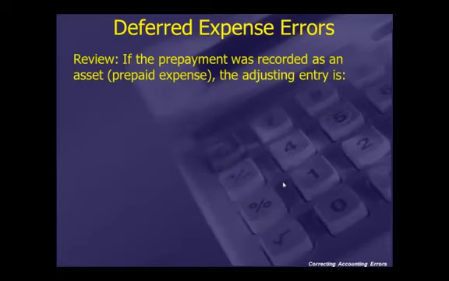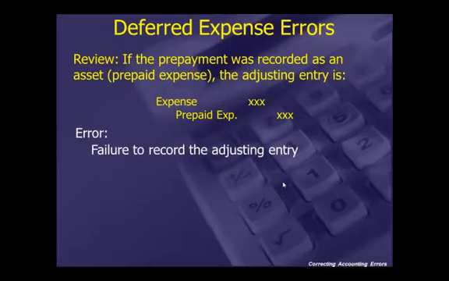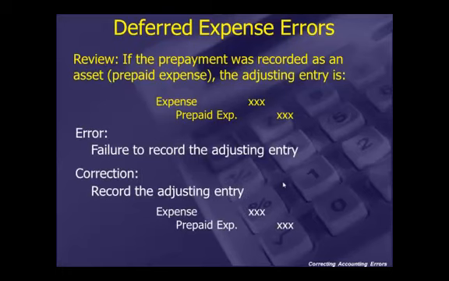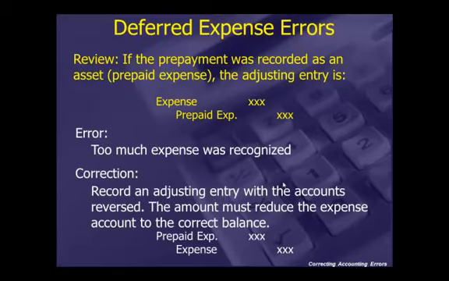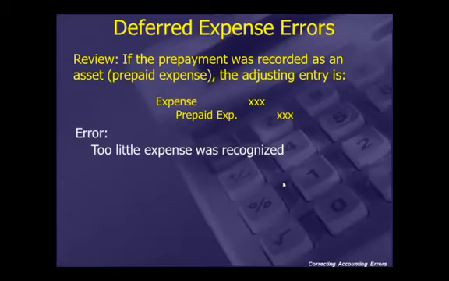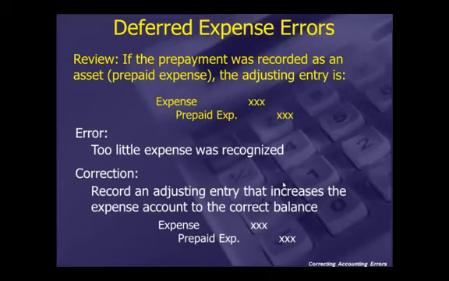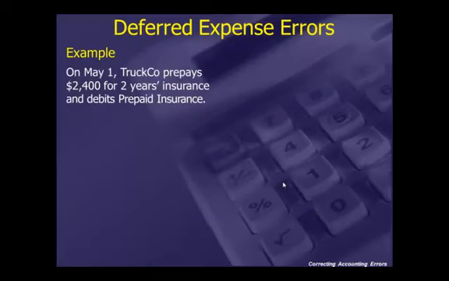So, review. If the prepayment was recorded as an asset, a prepaid expense, the adjusting entry is the debit to expense, credit to prepaid. If we fail to record the adjusting entry, we'll have to go back, review, make sure that we've got everything accounted for, and when we find the missing one, we debit expense and credit prepaid expense. If too much expense was recognized, we're going to have to reverse the accounts that we used and therefore debit prepaid expense and credit expense for the additional dollar amount that we took. If too little expense was recognized, then we're going to once again debit expense, credit prepaid expense for that additional amount that we need.